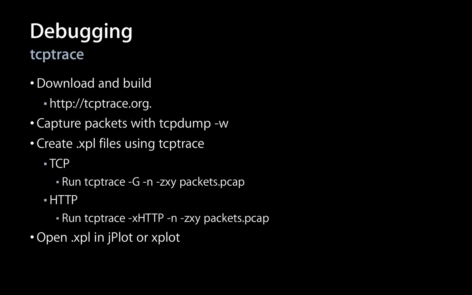TCP trace is a fantastic open source tool. You can download a copy. It builds fine on OS X. It comes from tcptrace.org. With TCP trace, we're going to capture packets using TCP dump, and we're going to use -w to save all of those packets into a file. We're going to create XPL or XPlot files using TCP trace from that packet trace file that we created.